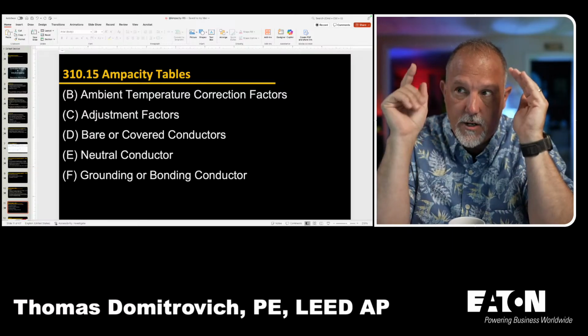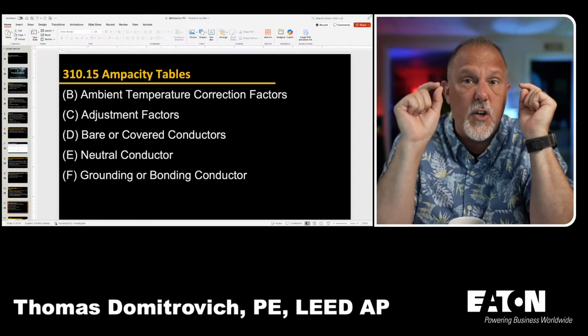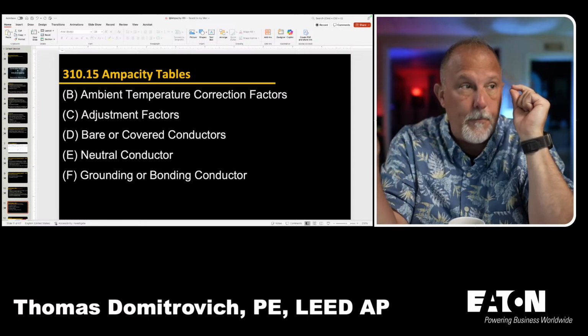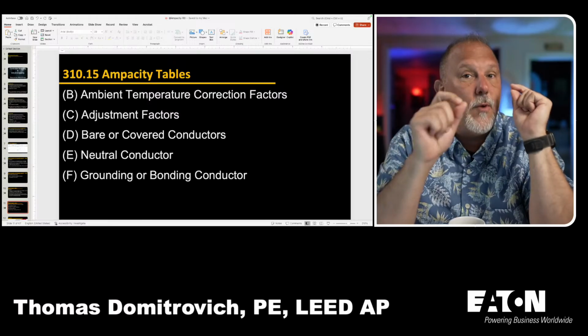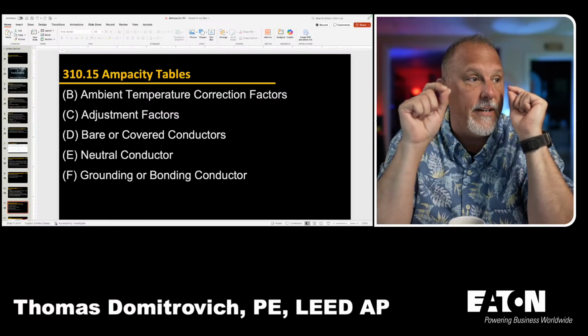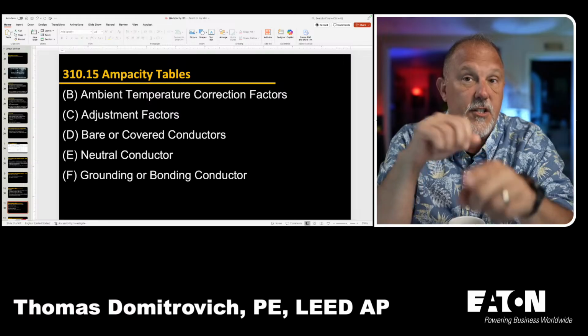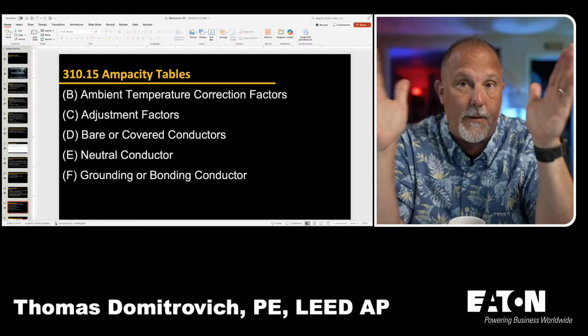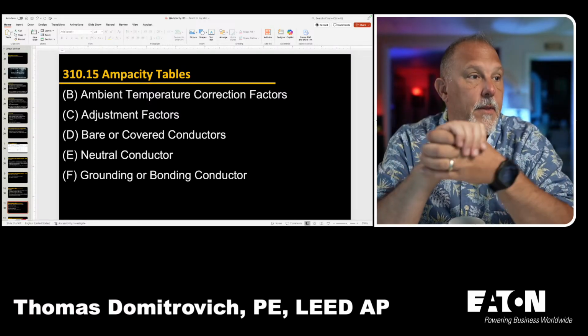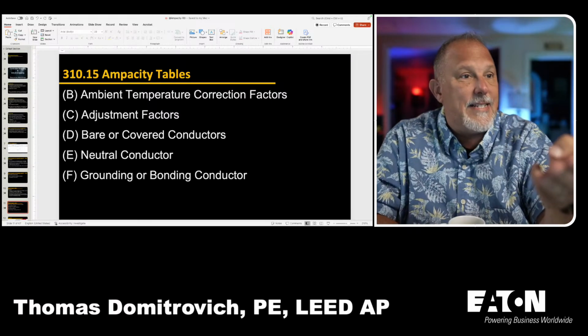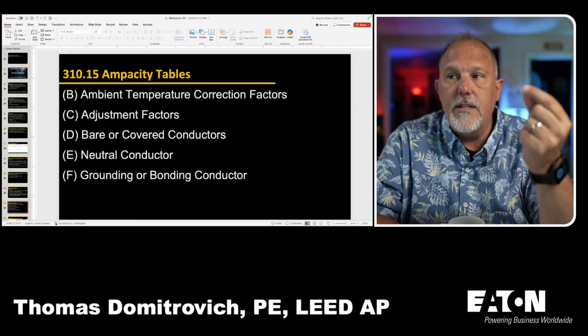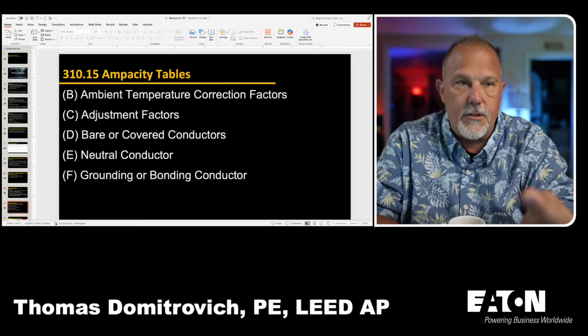Whenever we are doing our adjustment factors for the number of current carrying conductors in a raceway, E tells us what is considered a current carrying conductor from a neutral perspective, because technically the neutral should not be carrying any current if you have a balanced system. So they give us 3 examples of when the neutral is considered a current carrying conductor.